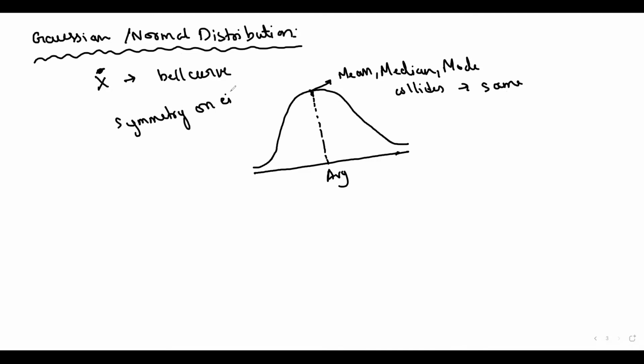What do you mean by symmetry on either side? It means if you divide this curve in half, right at the center, this particular portion and this particular portion are equally distributed. So we have a symmetry on either side of the curve. That's Gaussian distribution. One more important thing to notice is that most of the data points will be near the center, meaning near the average.